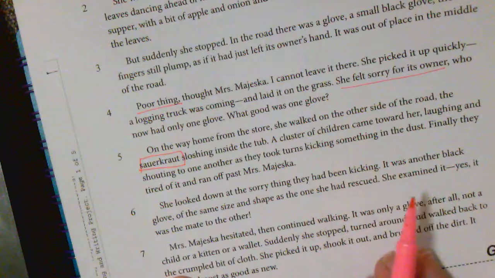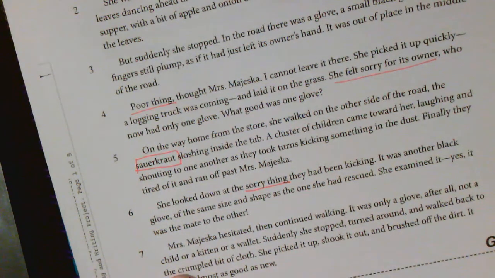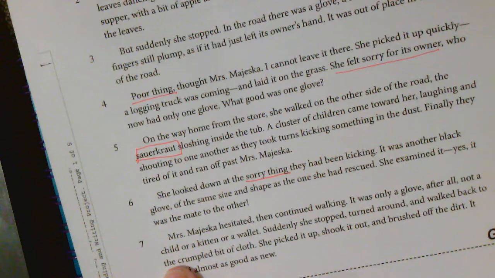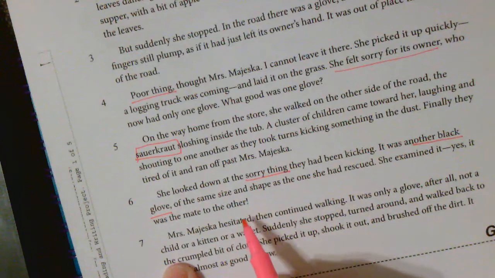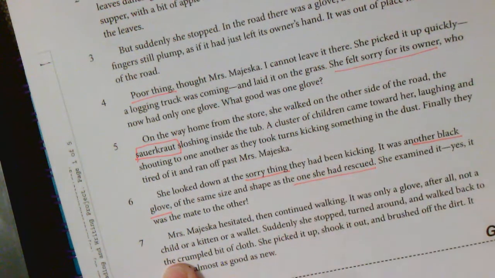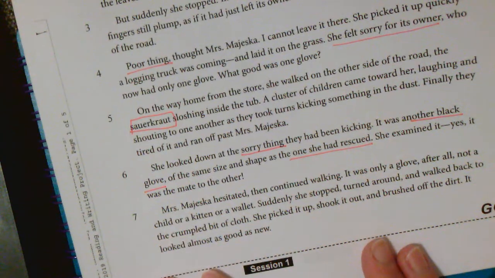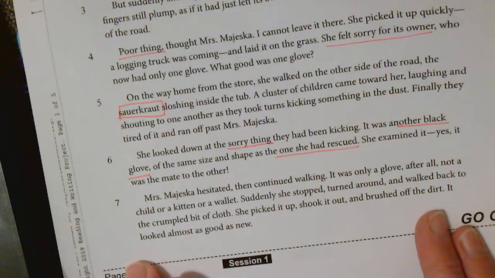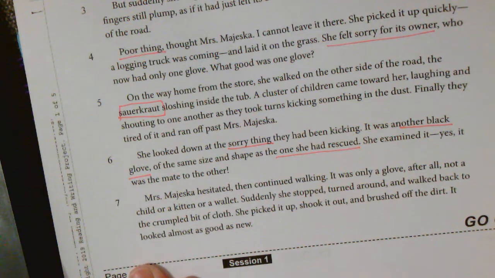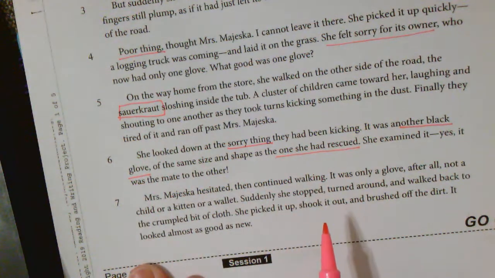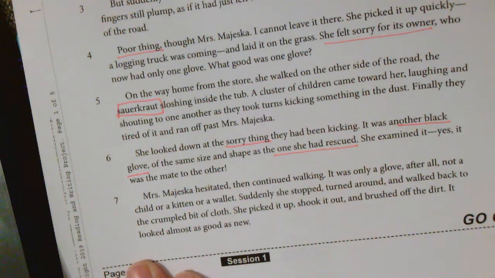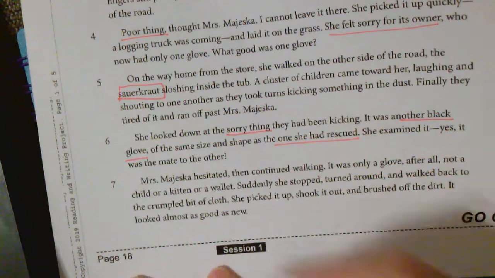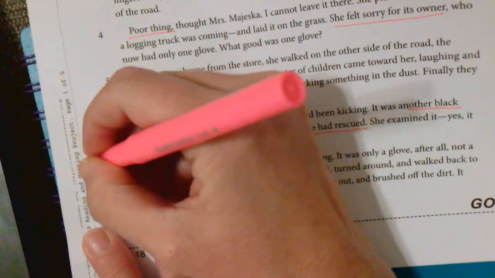Okay, she looks down and she says that sorry thing they've been kicking around. Again, oh, that tells us something about her. And it's another black glove. Okay, and she actually says that she had rescued the other one. So that tells us again something about her. She's wanting to help. She's driven by helping. Okay, she's got such a heart, even for gloves. So as a reader, when I think about she's feeling like this about gloves, what does that tell me about the kind of person that Mrs. Majeska is? So I am going to make myself a note.